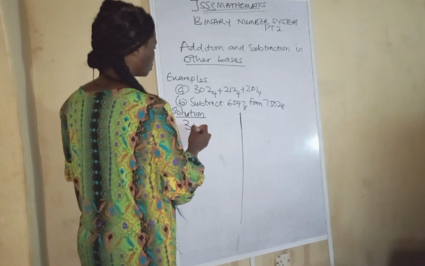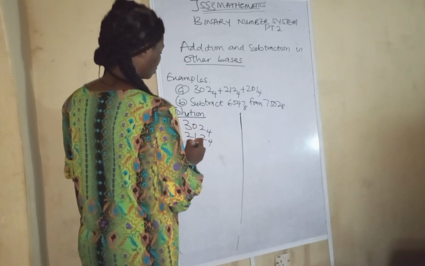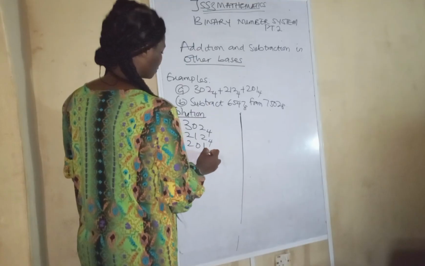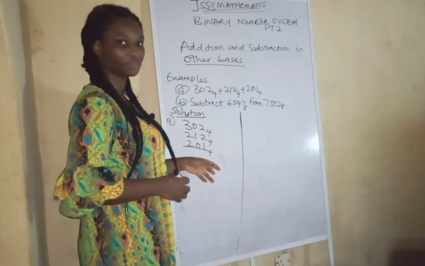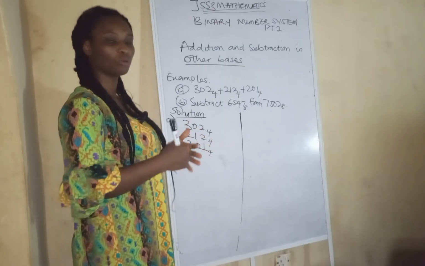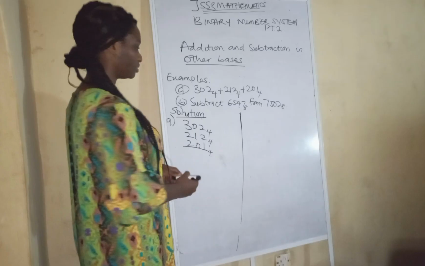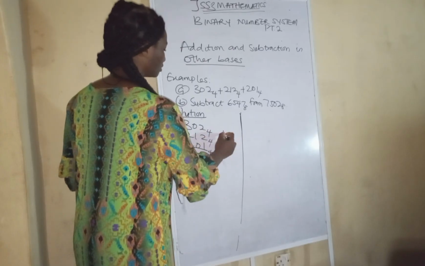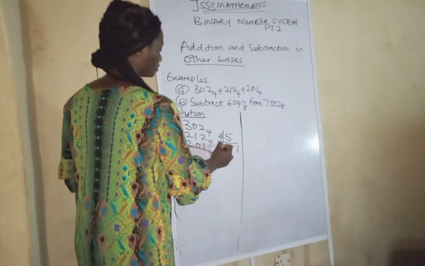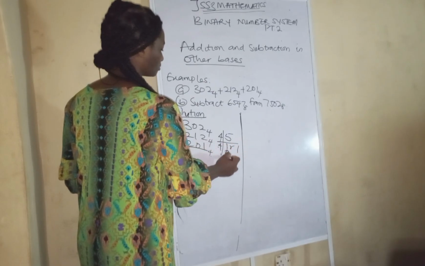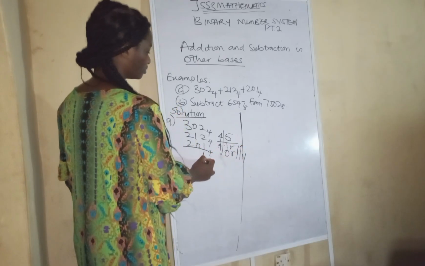So we have 302 base 4, 212 base 4, 201 base 4. 2 plus 2 is 4, 4 plus 1 is 5. So 5 is bigger than the base. When the number is equal to or more than the base, you are going to divide it by the base. Whatever answer you get, you divide it by the base. So since 5 is bigger than the base, we have 5 divided by 4 is 1 remainder 1. 1 divided by 4 is impossible, so that is 0 remainder 1. The answer is 1 1. This is 1 remainder 1.